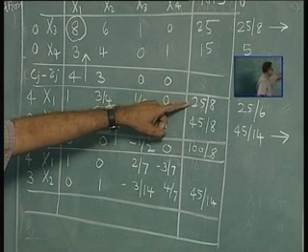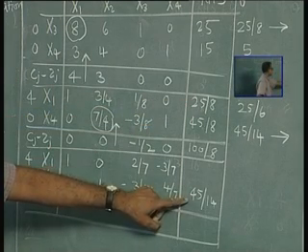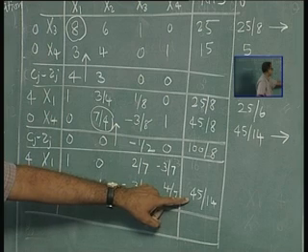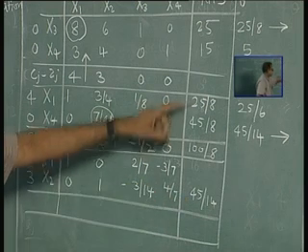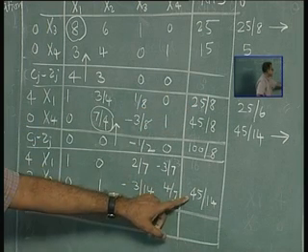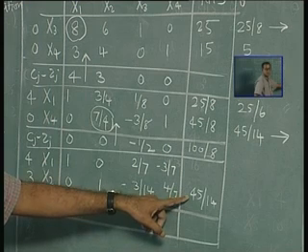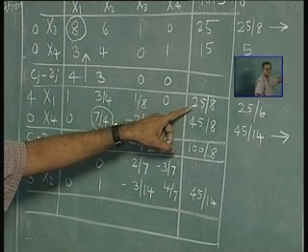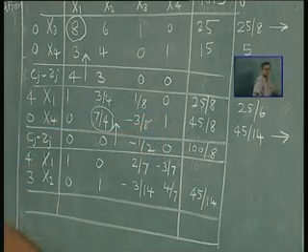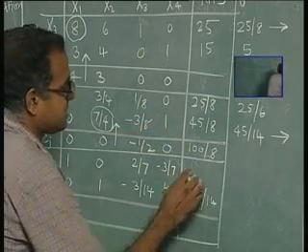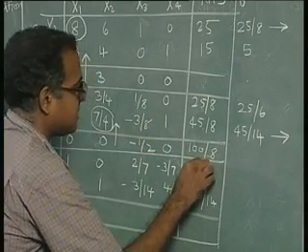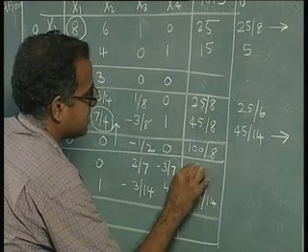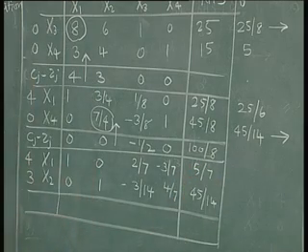25 by 8 minus 3 by 4 into 45 by 14. So 25 by 8 minus 135 by 56. 175 minus 135 is 40, so 40 by 56 is 20 by 28, which is 5 by 7.